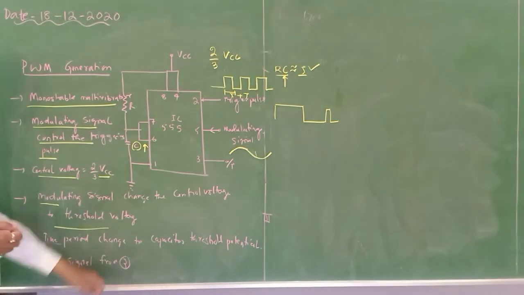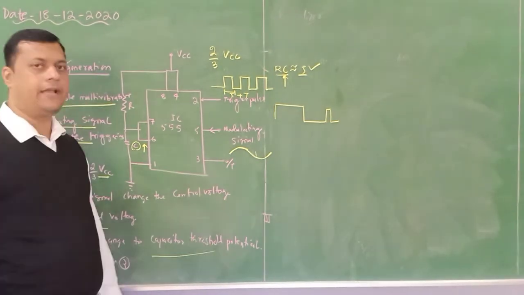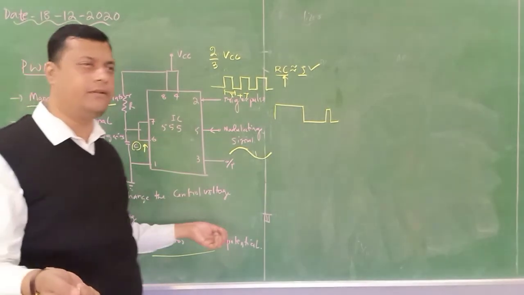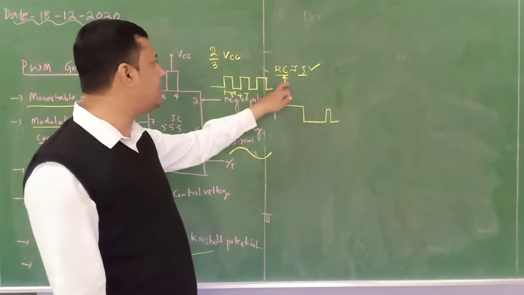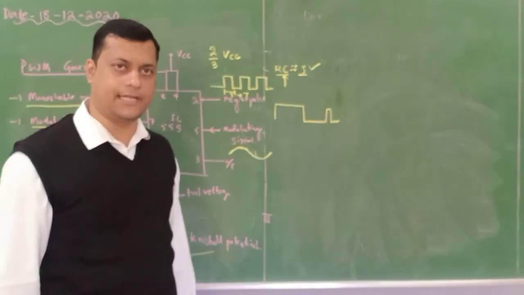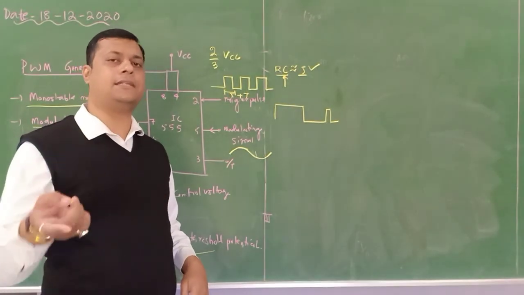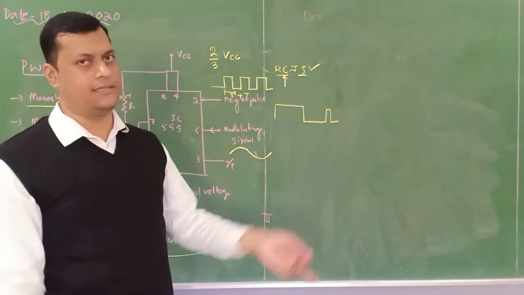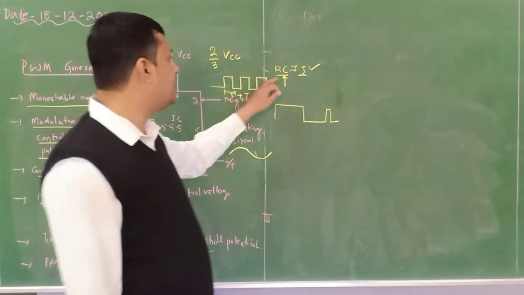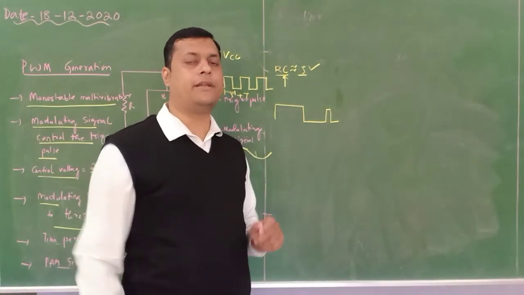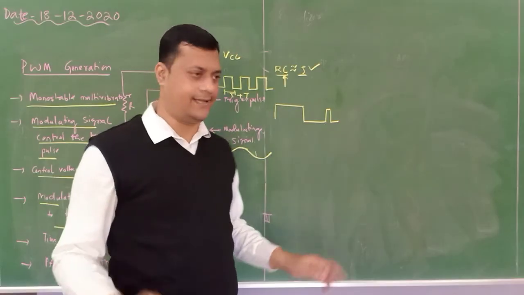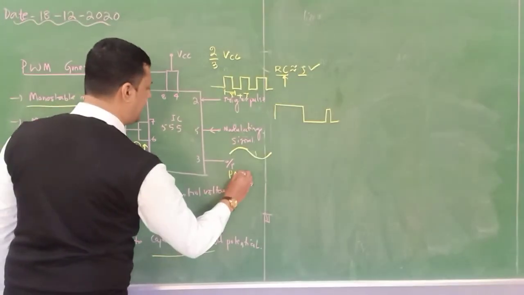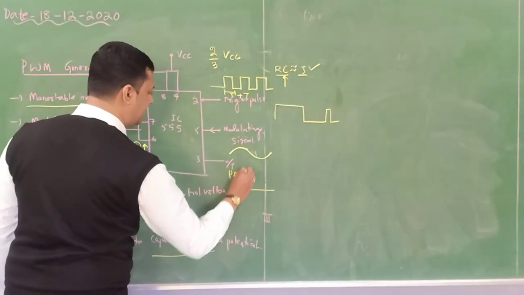Next, the time period changes due to the capacitor threshold potential. Yes, if the potential of the capacitor increases, the capacity value increases. If the capacity value increases, the time constant increases, and the width of the pulse is going to increase. Similarly, if the potential available in the capacitor is less, the capacity value is also less. If the capacity value is less, the RC component value is also less, due to which the width of the pulse reduces.